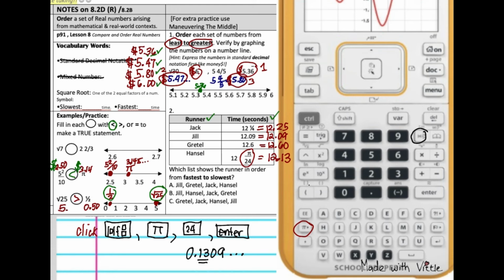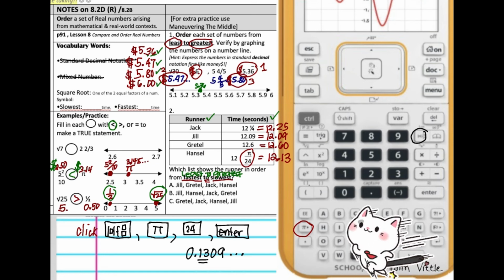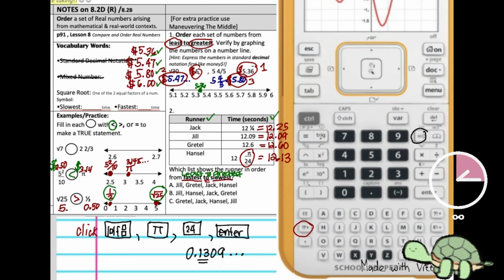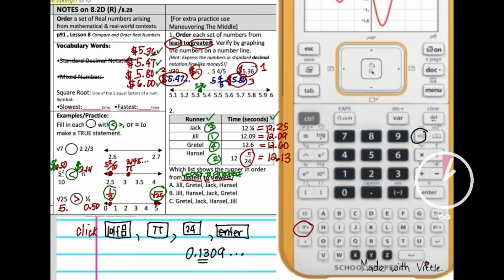Now you can compare your decimal numbers from fastest to slowest. And when you're the fastest, you have the least amount of time. While when you're the slowest, you have the greatest amount of time. Therefore, the fastest is Jill. It only took Jill 12 seconds, 0.09. Okay? So it's the least amount of time, therefore she's the fastest.